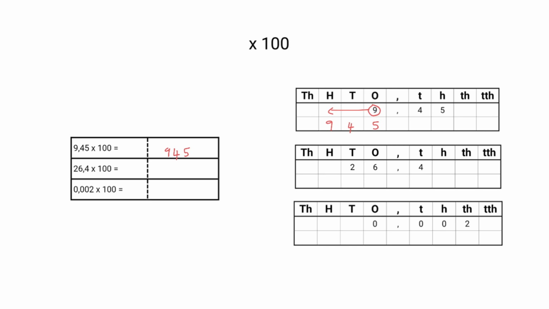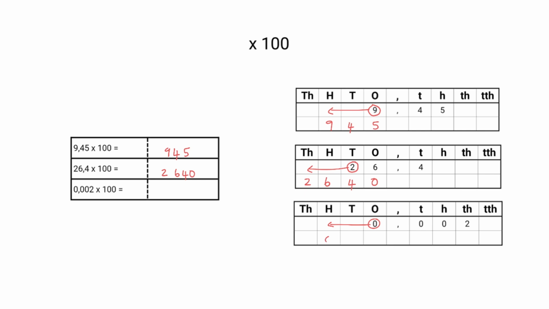For the next one, 26,4 times 100, we're going to move our 2 places to the left. It's going to land up in the thousands column. And if we line up all our other digits, you can see that the ones column or the units column has got nothing in it. So we have to put a placeholder there to keep all the other digits in their correct columns. So this time our answer is going to be 2,640.